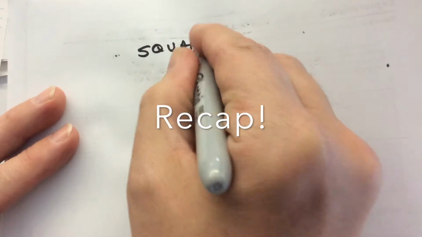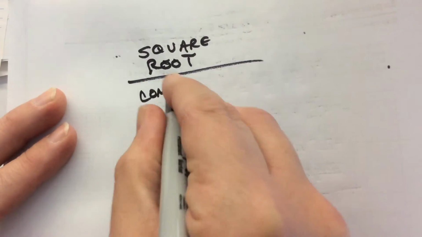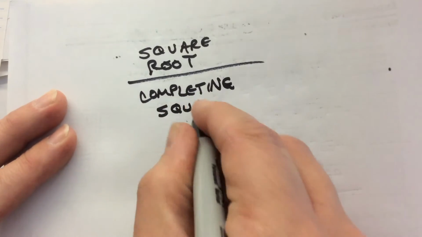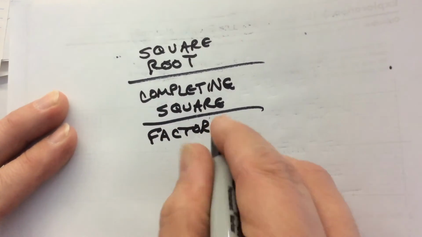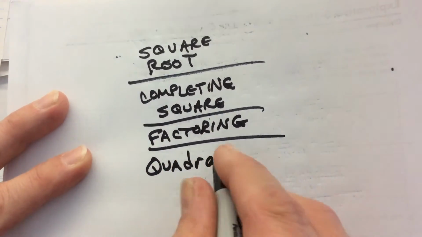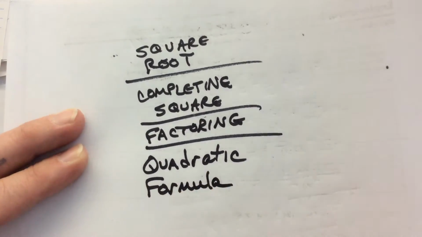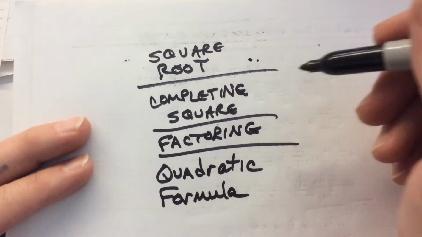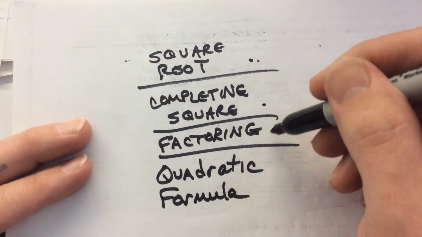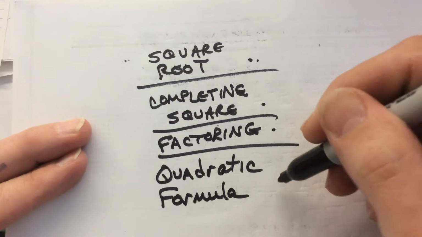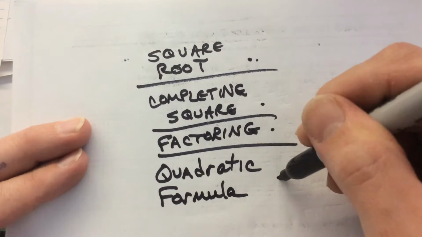That means we have taken the square root of both sides, we have completing the square, we have factoring, and we have the quadratic formula. Sometimes this works well, sometimes this works well, sometimes this works well. This is sort of the generic case. This will always work.